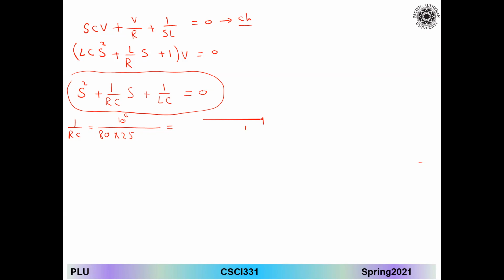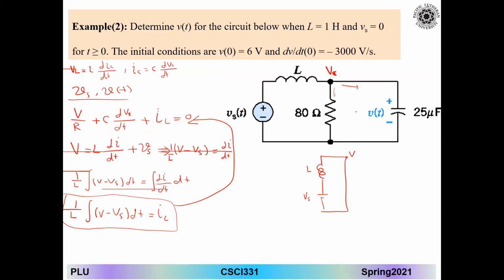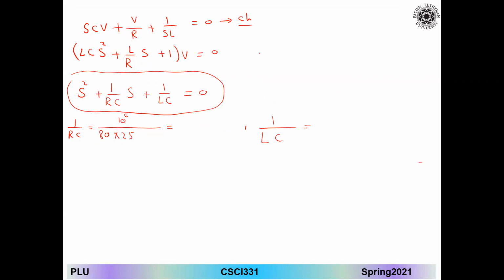And 1 over LC. What is L, how much? L is 1 Henry, right? Yeah, it is 1 Henry. Okay, so basically 1 over C. So we have 1 over 1 times 25 micro, power to the minus 6. So basically 1,000,000 over 25, how much would that be? 10 to the power 6 divided by 25.